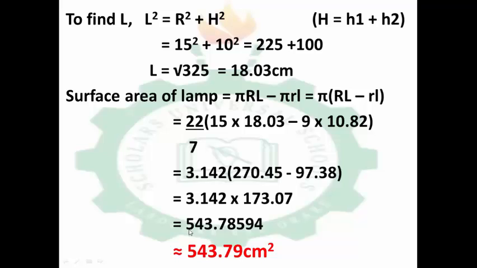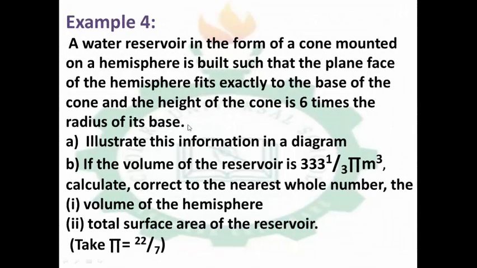Now example 4. A water reservoir in the form of a cone mounted on a hemisphere is built such that the plane face of the hemisphere fits exactly to the base of the cone, and the height of the cone is 6 times the radius of its base. Illustrate this information in a diagram.